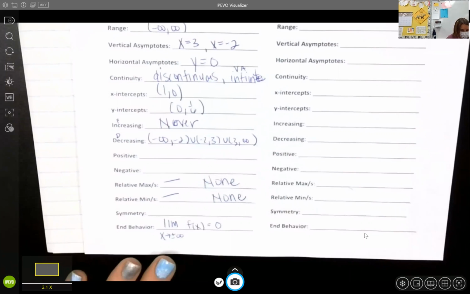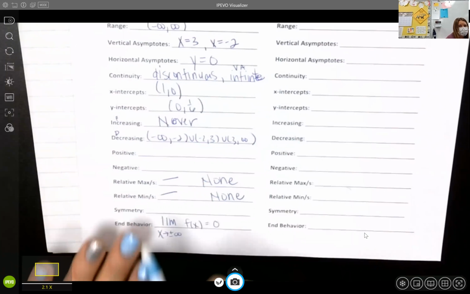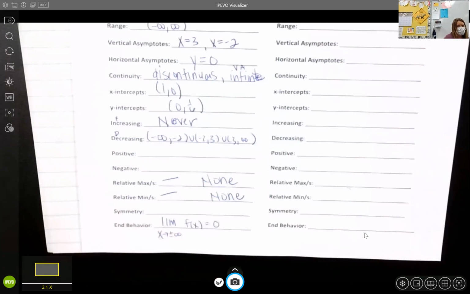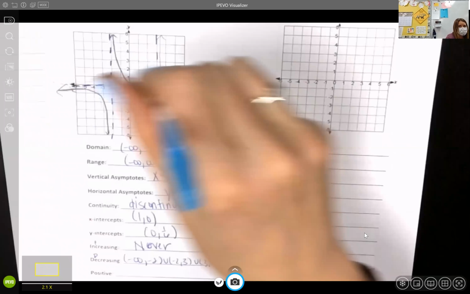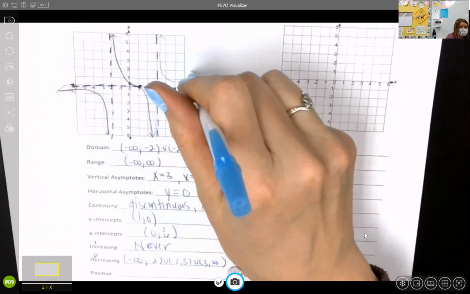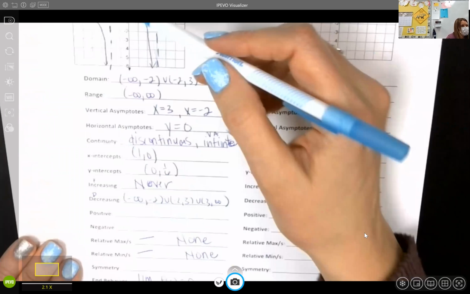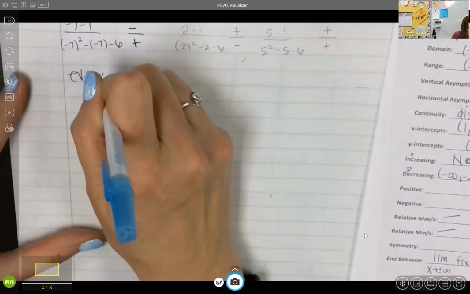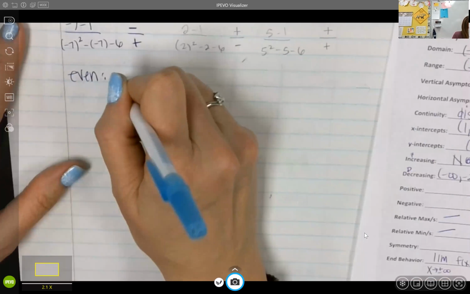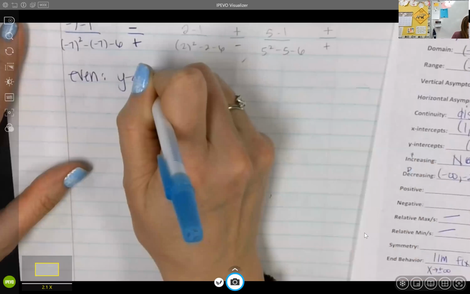Now on symmetry, remember we talked about even and odd? So this one is not even, right? If it was even, I'd have them on the same sides. And then odd, I look and see, did it go through 0, 0? So if you want to write this in your notes, this is one that gets mixed up a lot. So even is y-axis reflection. Okay, so it's like this.